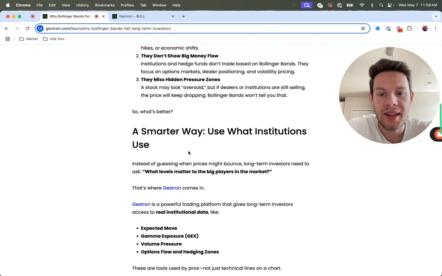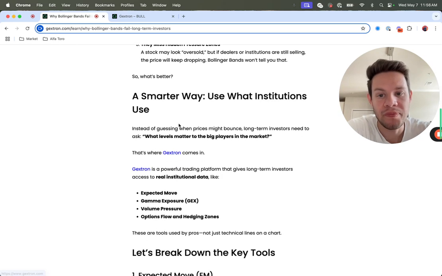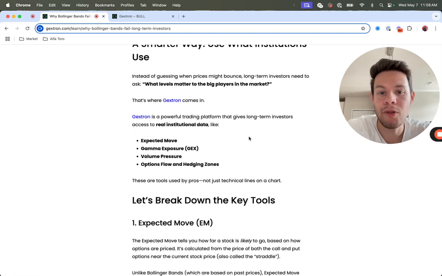So what's better? A smarter way is to use what institutions use, right? Instead of guessing when price might bounce, long-term investors need to ask what levels matter to the big players in the market. And that's where Gextron comes in. Okay, so I talk about Gextron because it does this all for you. Like, you could do it yourself.